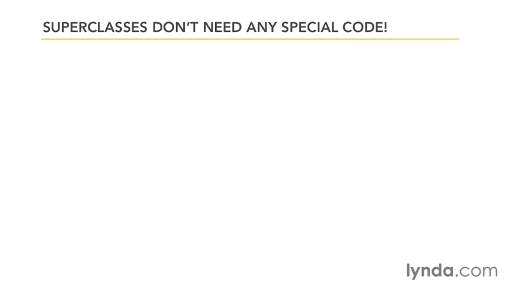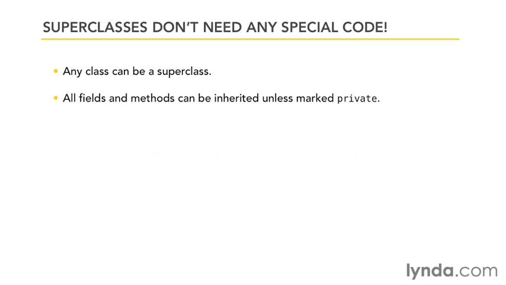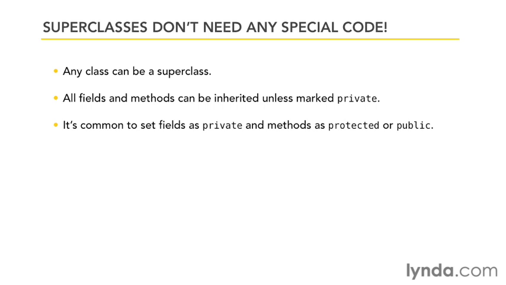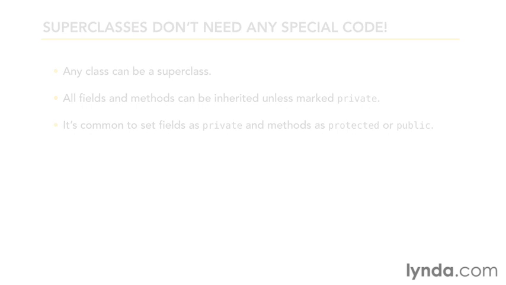Superclasses don't need any special code. Any class can be a superclass. And all of the fields and methods of that class can be inherited unless they're marked as private. You'll see that it's very common to set fields or data values as private in a class, and methods of a superclass as protected or public. Private means that only the superclass can deal with the field directly. Protected means that a method can be called either by the superclass or by its subclasses. And public means that those methods can be called by anybody.